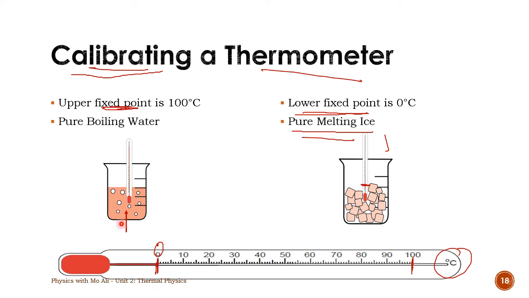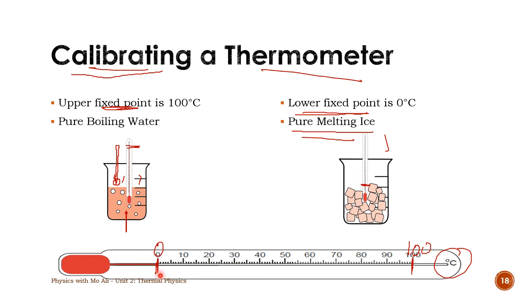Then we take the thermometer and put it in a beaker full of pure boiling water. It's got a lot of steam. Sometimes we even put it in the steam itself, like sometimes we put the thermometer right above the water so that the steam hits it as it rises. And we mark the upper level over here and we number it as 100. Those are our lower and upper fixed points.